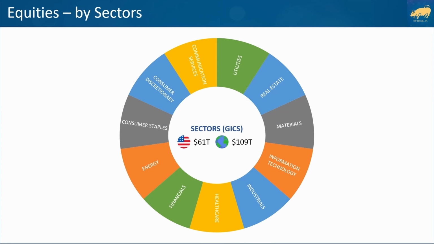According to the Global Industry Classification Standard, or GICS, there are 11 equity sectors. They include communication services, consumer discretionary or consumer cyclical, consumer staples, also known as consumer defensive, energy, financials, healthcare, industrials, information technology, or technology for short, materials or basic materials, real estate, and utilities. Moreover, the US equity market is the big kahuna with roughly 60% of the global equity pie.